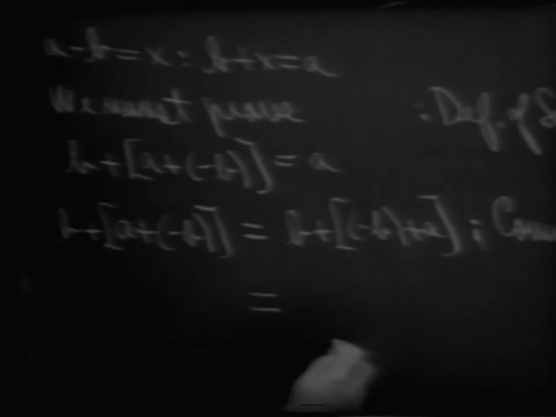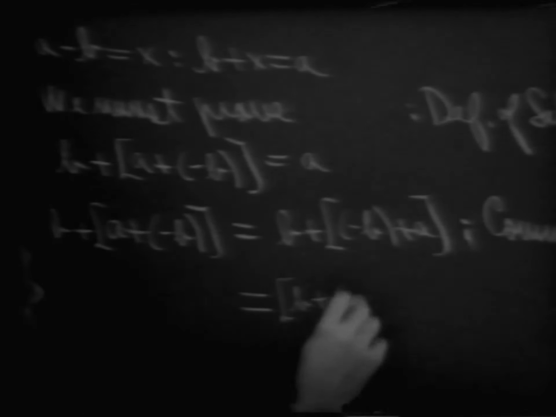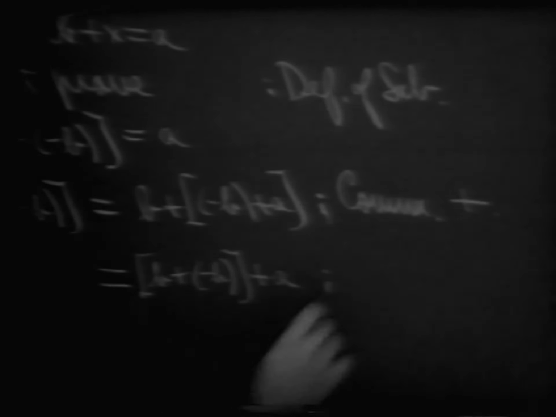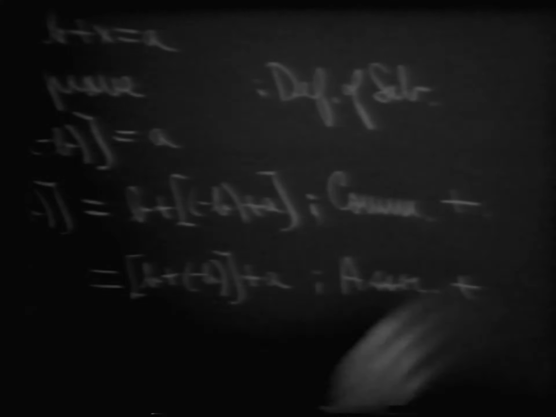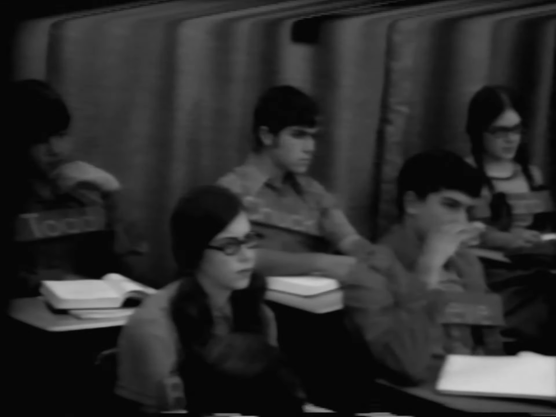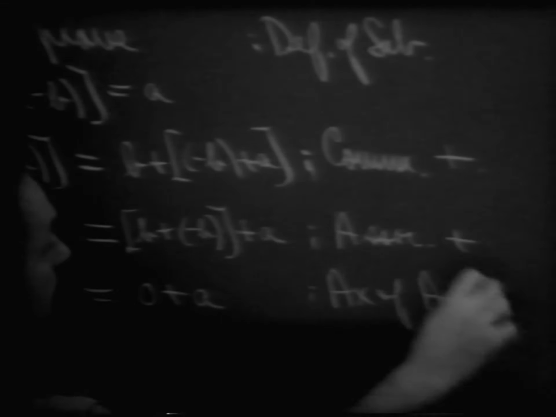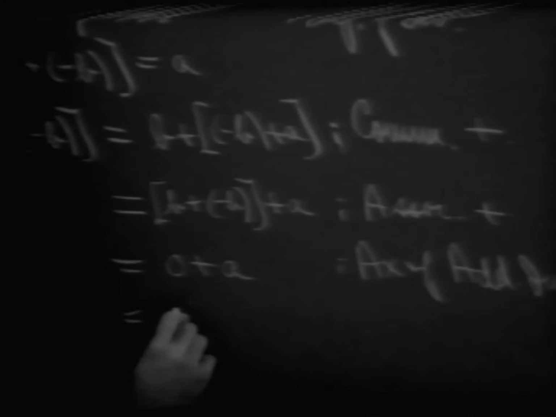And then of course this now is equal to, and let's regroup our terms, right? And so we'll have what? B plus the opposite of B plus A, and our reason for that is, Ron, the associative property of addition. And of course B plus the opposite of B, Todd said, is 0 plus A, and our reason for that, Todd, is the axiom of additive inverse, good. And of course 0 plus A is equal to, and David says, whoops, 0 plus A is equal to what? Is equal to A. The identity element is 0.